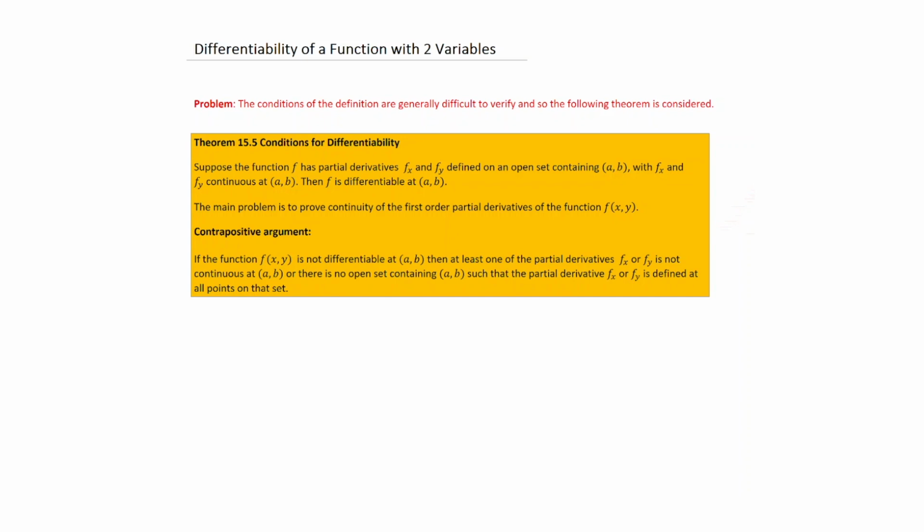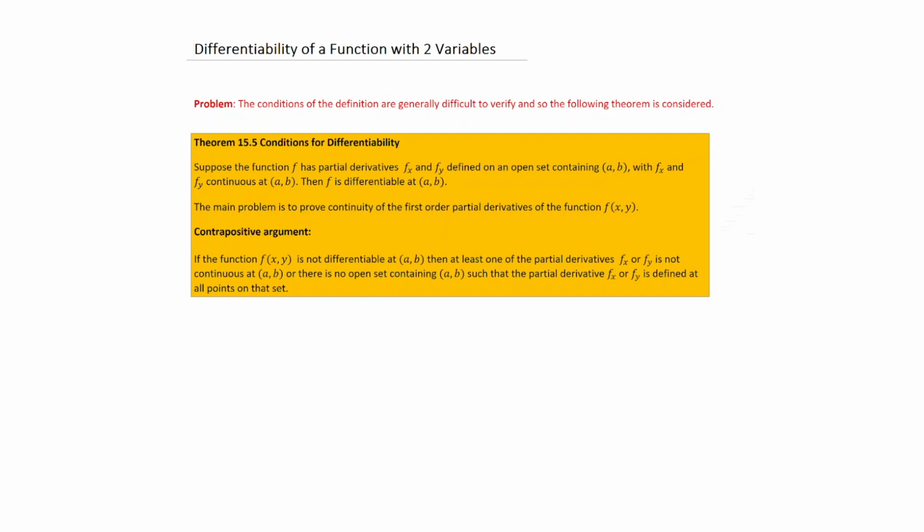All right, so general problem. The conditions of the definition are generally difficult to verify, and so the following theorem is considered. Theorem 15.5, conditions for differentiability. Suppose a function has partial derivatives fx and fy defined on an open set containing (a, b), with fx and fy continuous, then f is differentiable at (a, b). The problem here is that you have to prove continuity of the first order partial derivatives of the function f(x, y). That could be problematic, but in some cases it's doable.